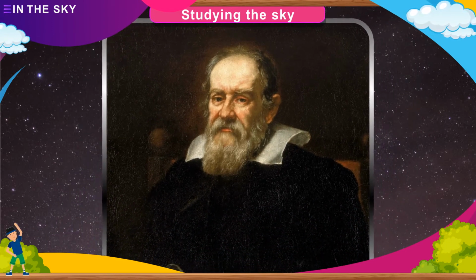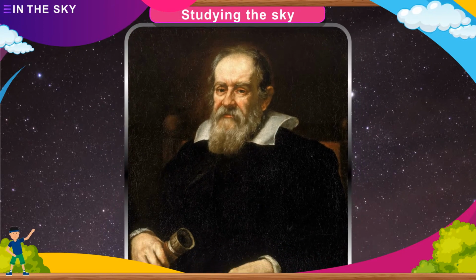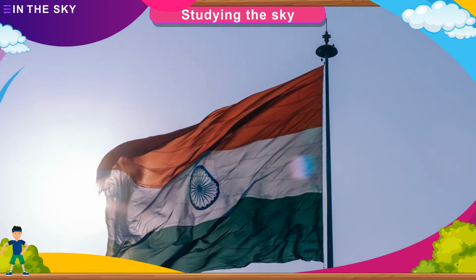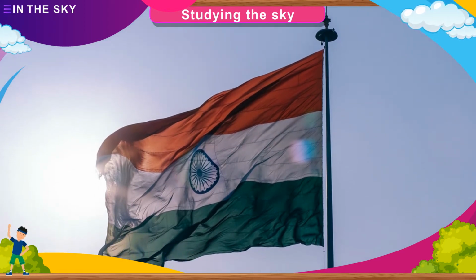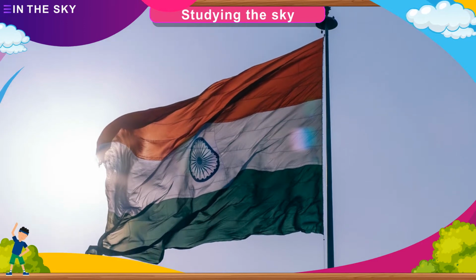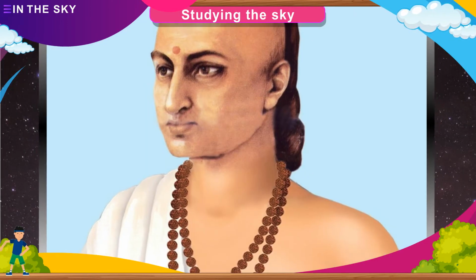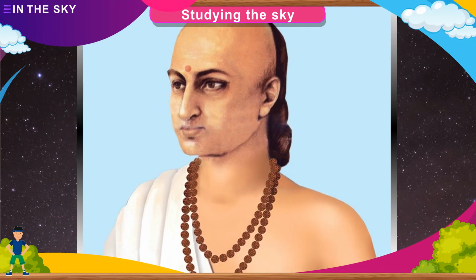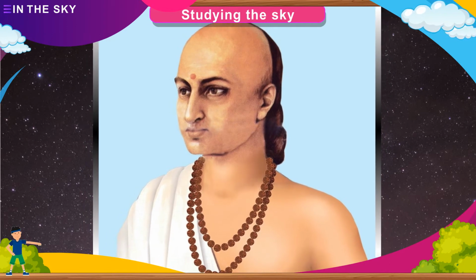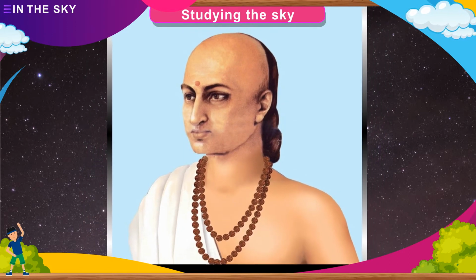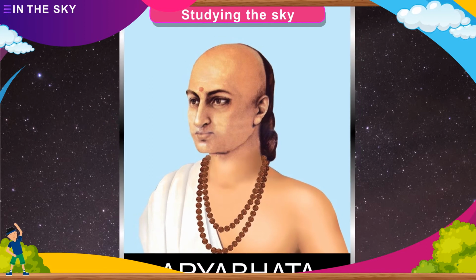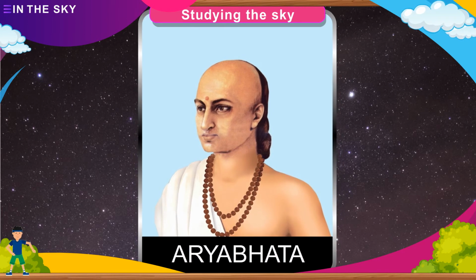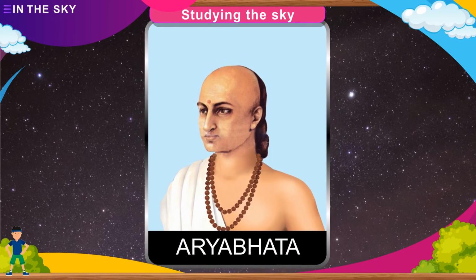He made several important discoveries about the sun, the moon, and the other planets. Many other Indian astronomers have also made great discoveries in the past, as well as in the present. About 1500 years ago, Indian astronomer Aryabhatta was the first person to state that the earth is round and rotates on its axis. He also explained that eclipses happen because of shadows cast by the earth or the moon on one another.